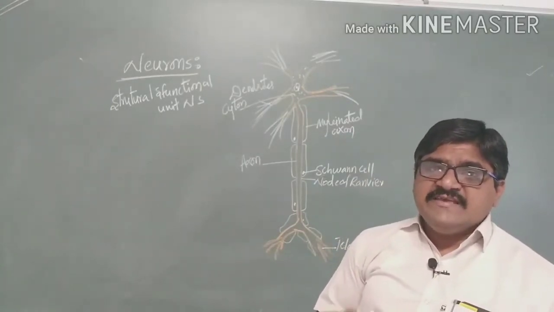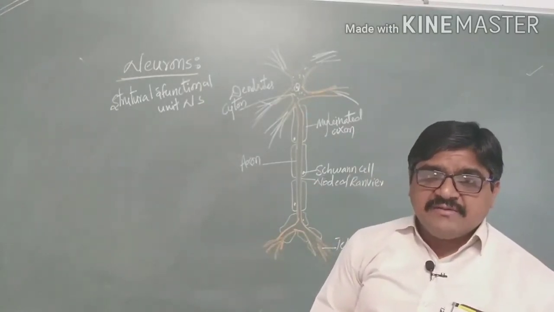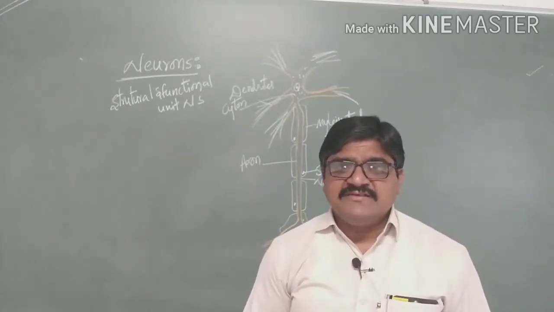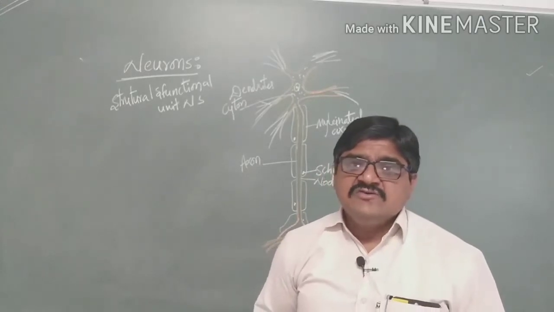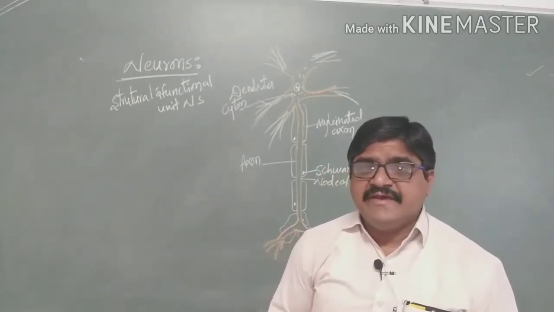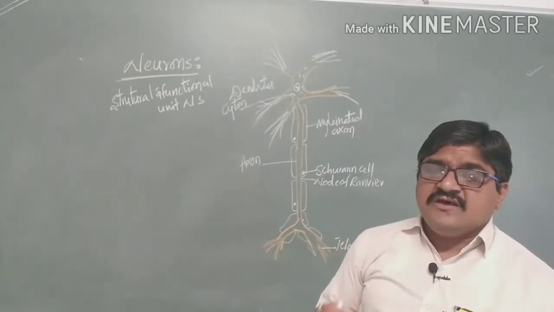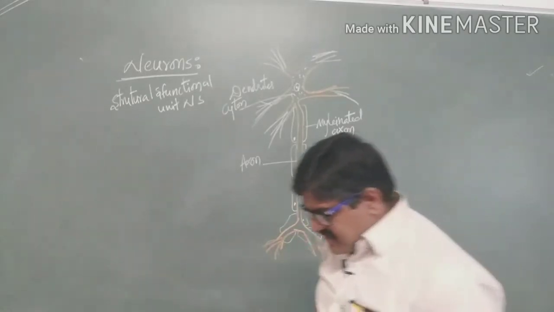When polio takes place, the nervous system is completely compromised. That means the function does not take place, so the organ functions do not take place. The main important point is that neurons do not undergo cell division.